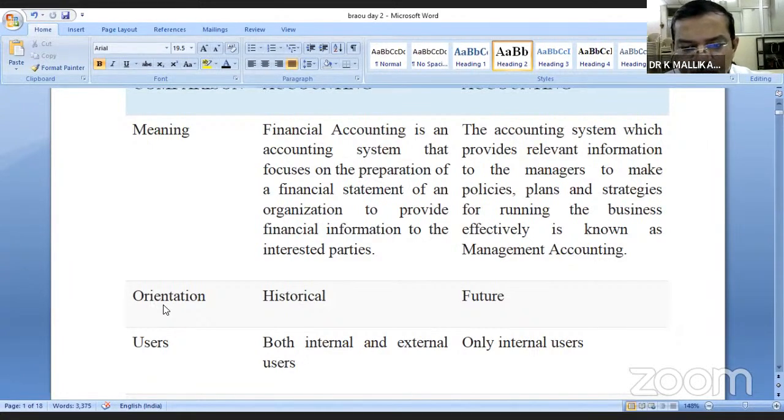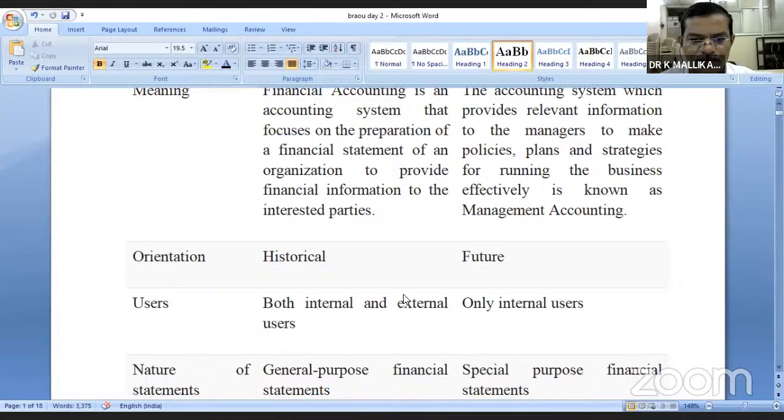But whereas management accounting is focusing on the future. Based on historical data, management predicts future things: future company profits, future company growth, or future shareholders' earnings, right? Management accounting predicts the future, whereas financial accounting is historical.